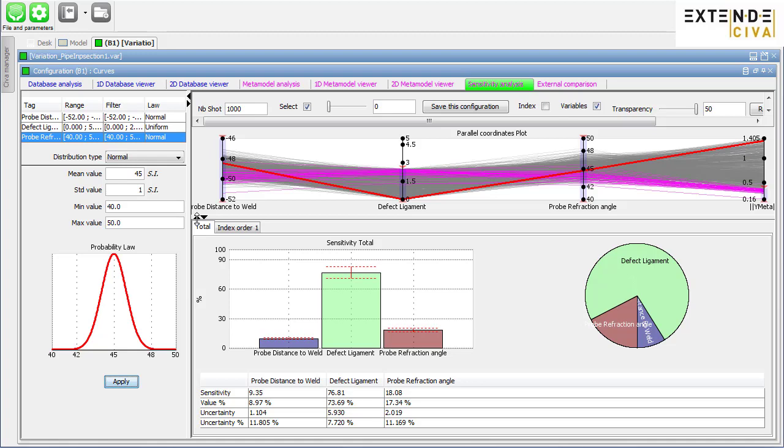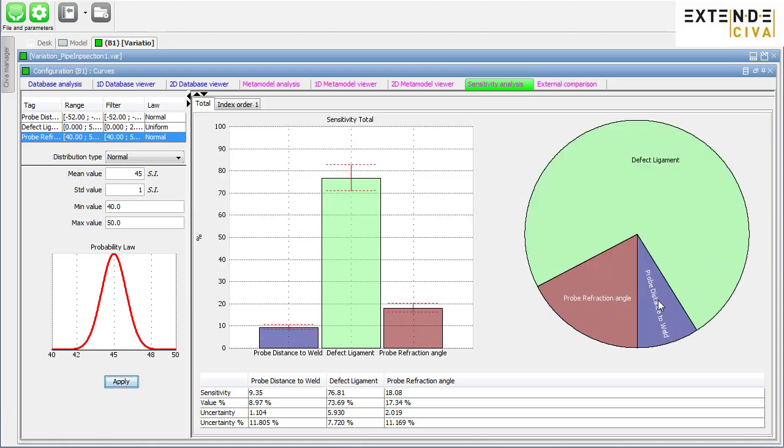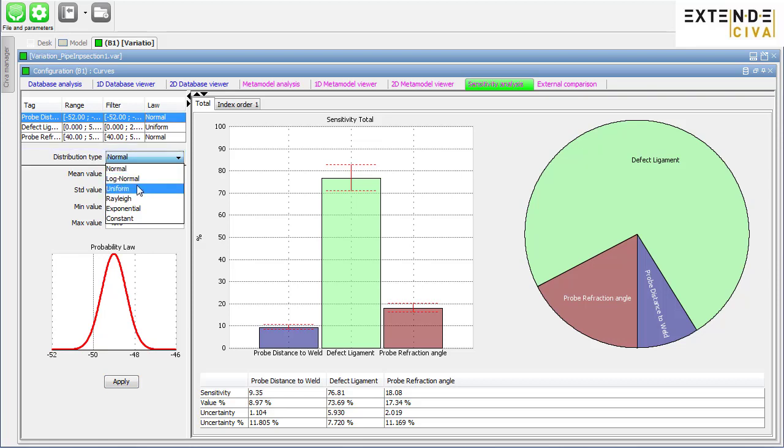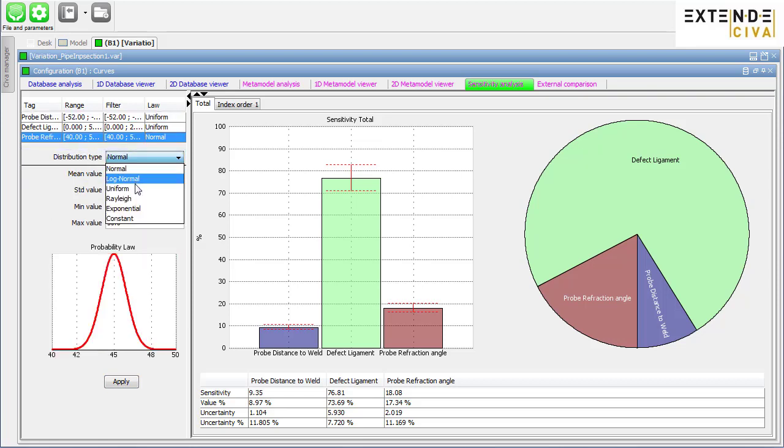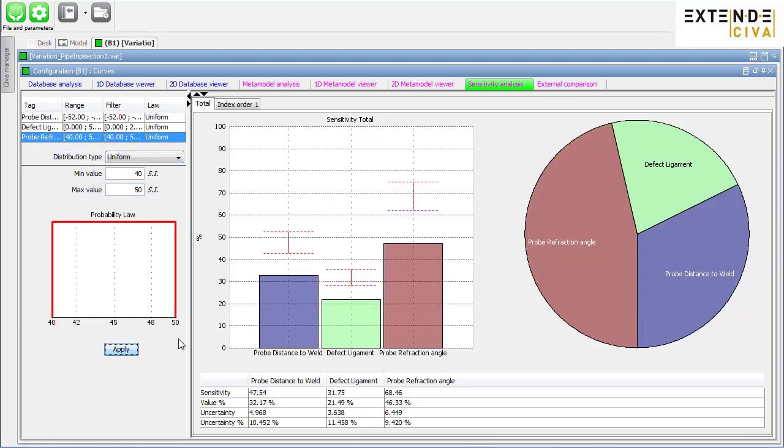Sobol indices diagrams are also available. You can rank the influence of the different parameters, which is really useful in an optimization or reliability study when you want to focus on the most relevant parameters to improve inspection sensitivity or stability.